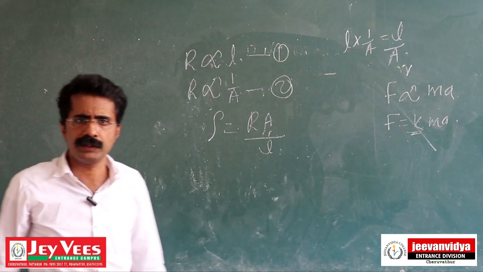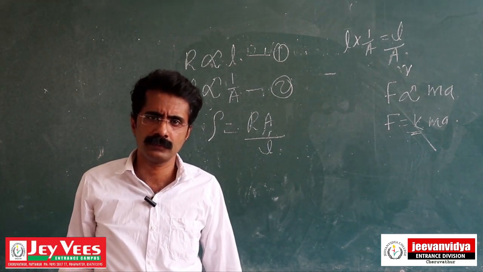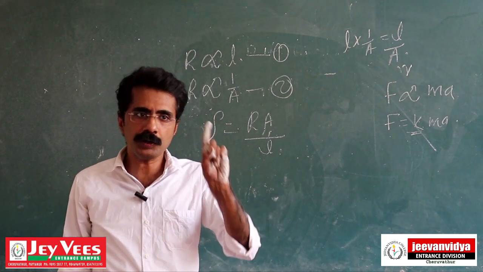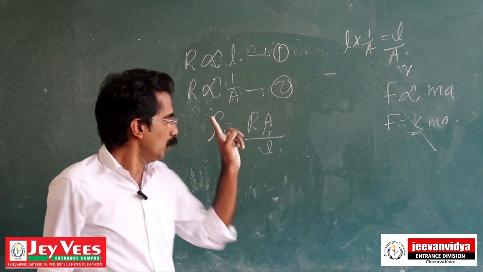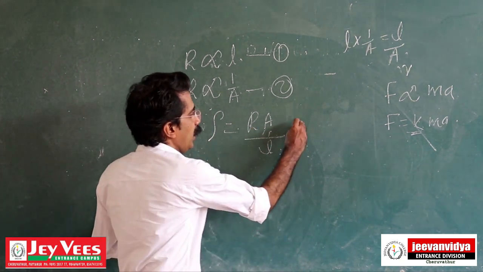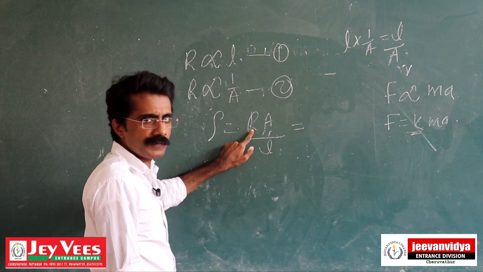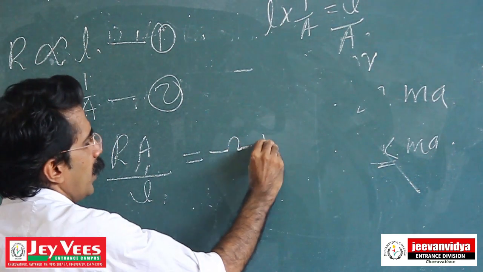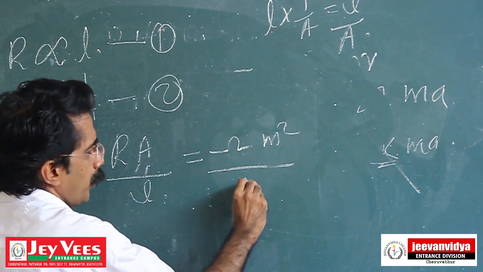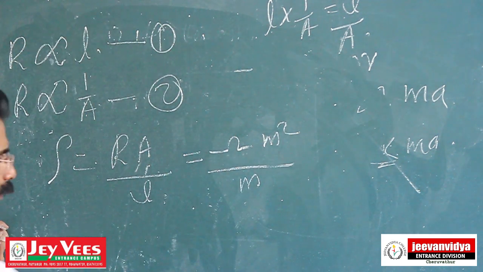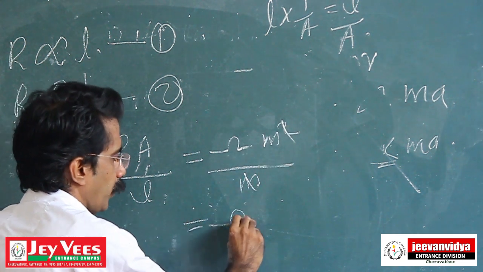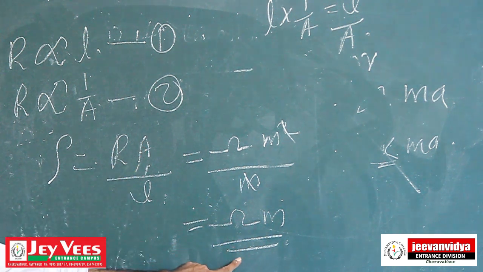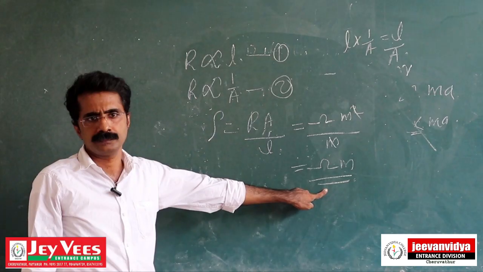What is the unit of resistivity? Rho is equal to RA/L. What is the unit of resistance? Ohm. What is the unit of area of cross section? Meter square. Then what is the unit of length? Meter. Then the unit of resistivity is ohm meter. Rho is equal to RA/L, its unit is ohm meter. Can you follow me?